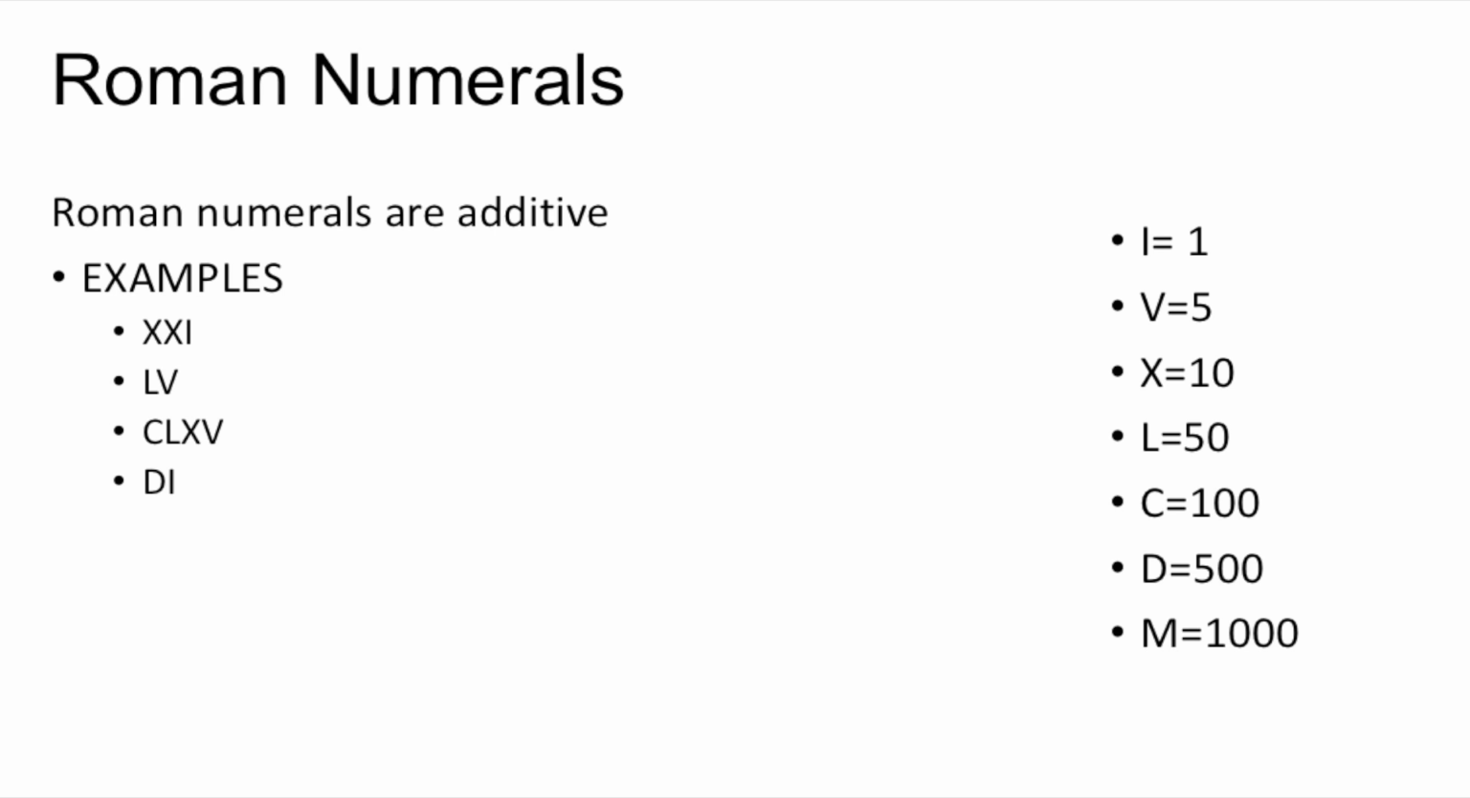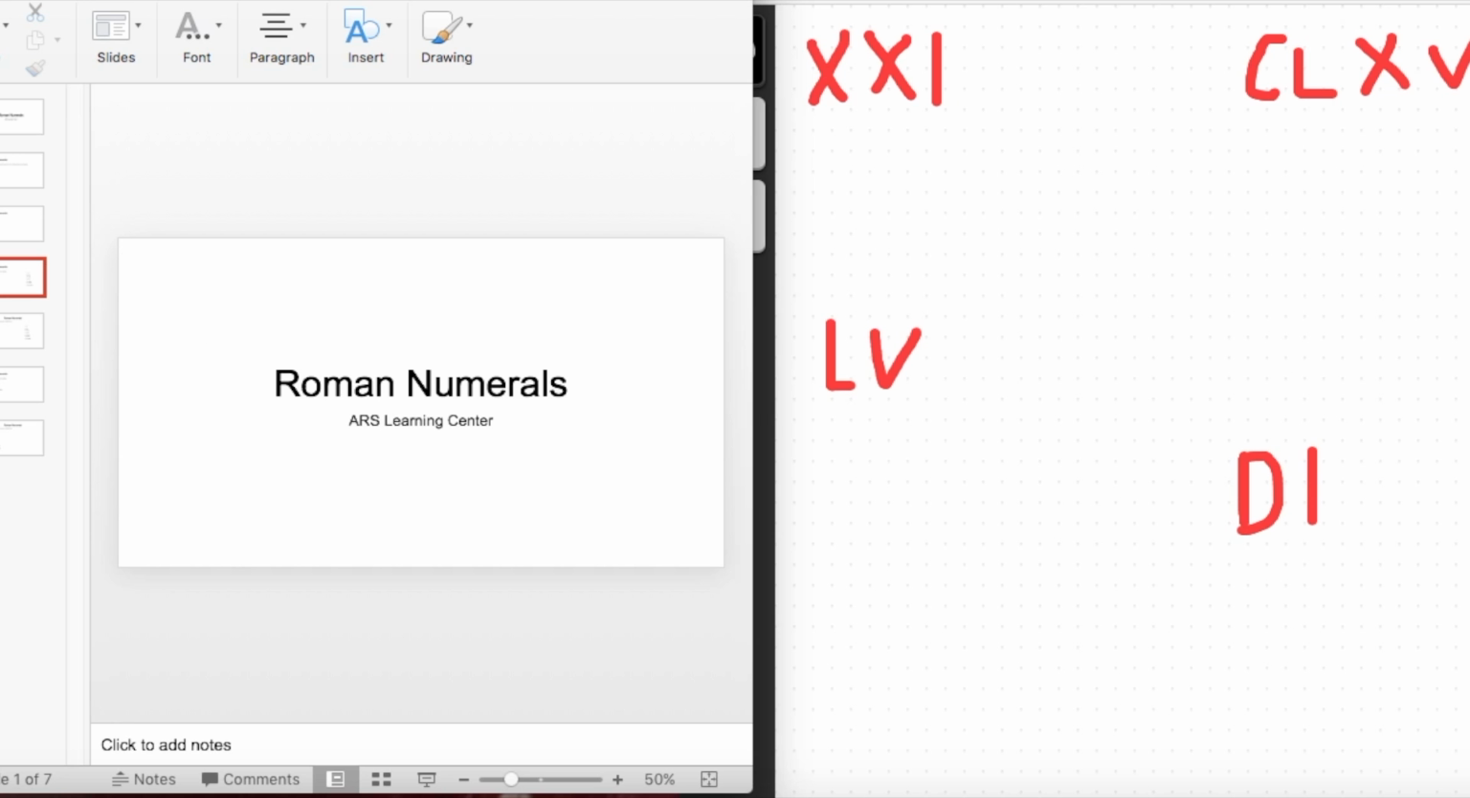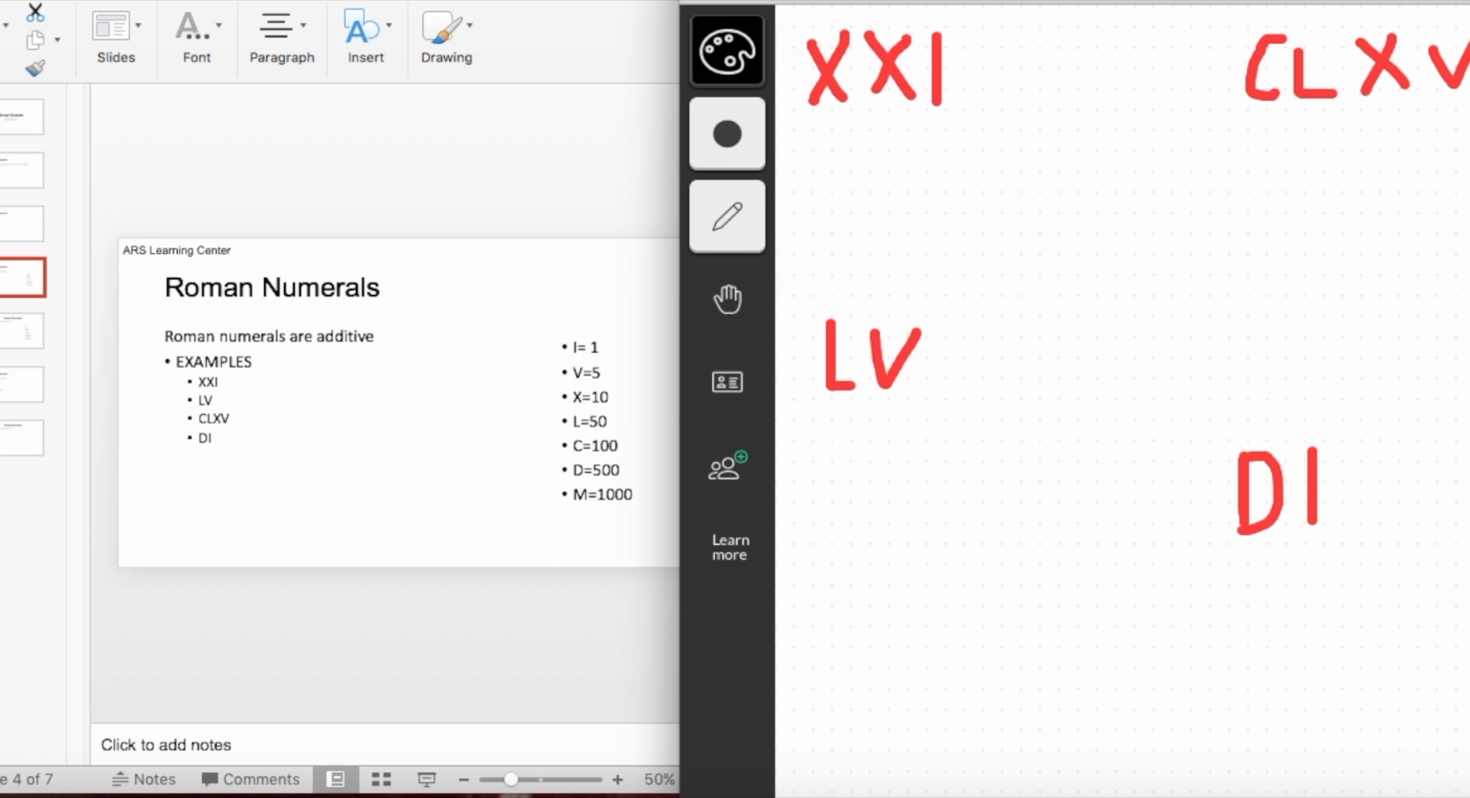Most Roman numerals are additive. Let's look at some examples. We're going to start with XXI. X stands for 10, X stands for 10, and I stands for 1. So if you add those up, you get 10, 20, 21.